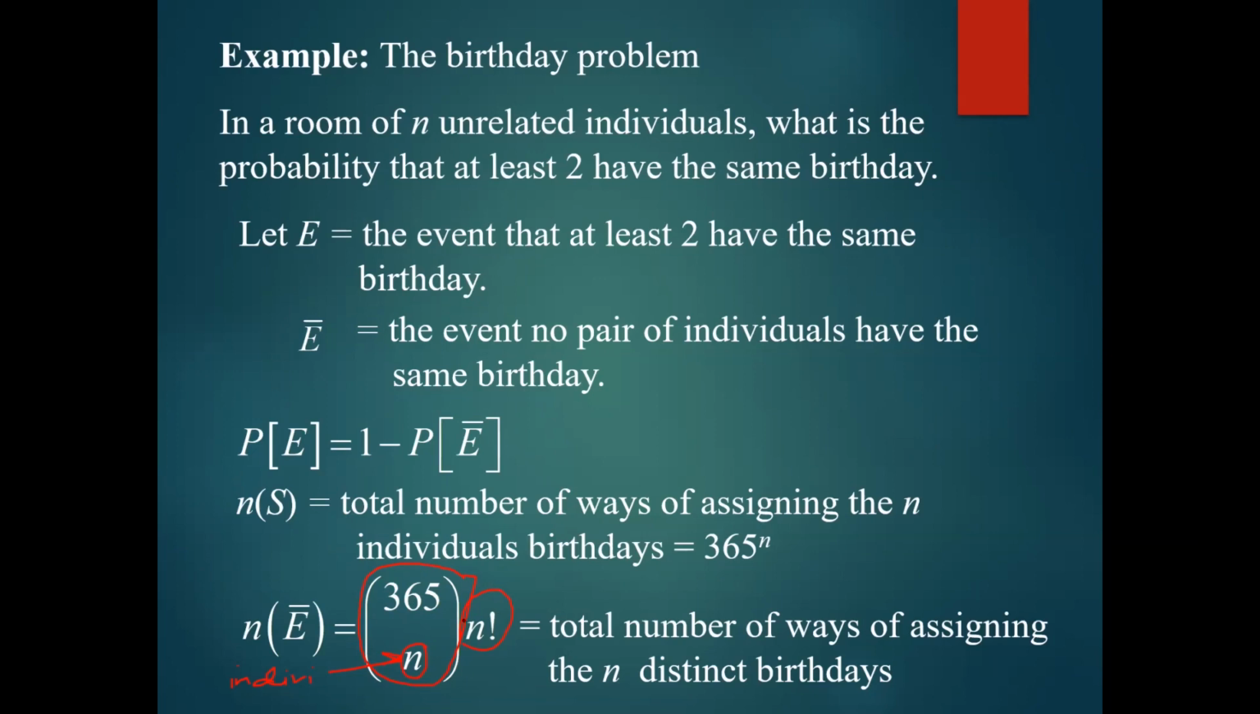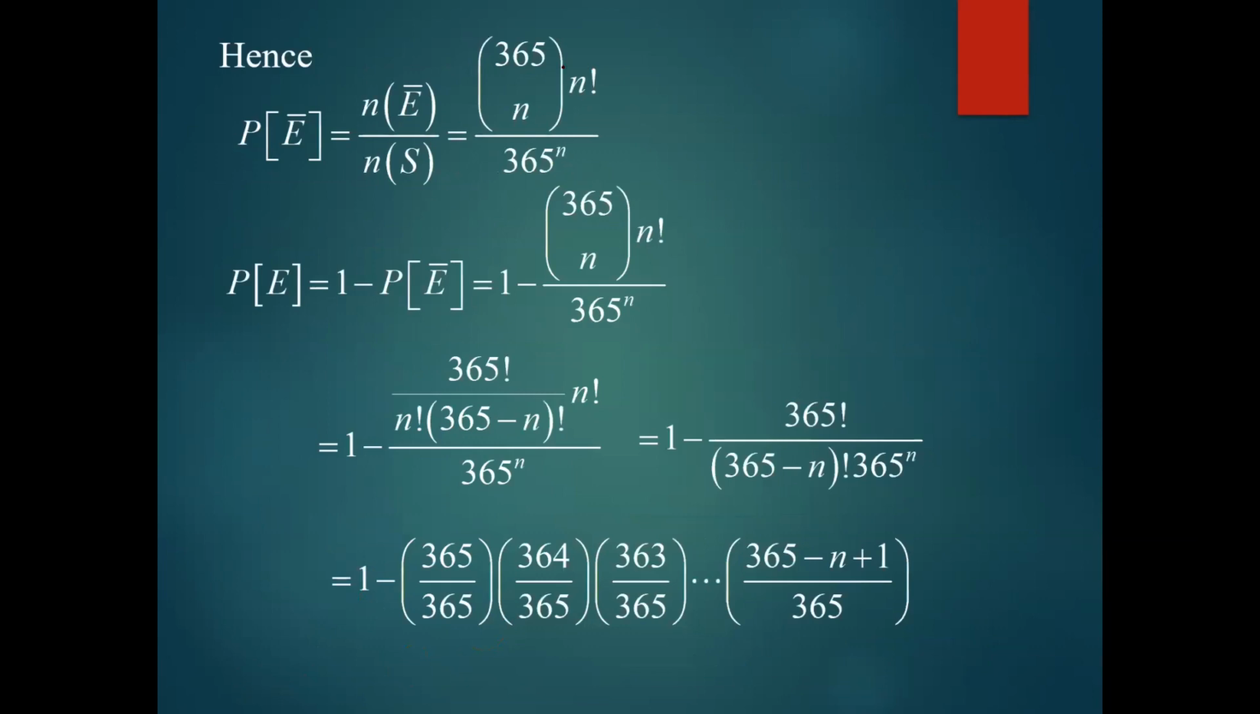Okay, and of course the probability is 365 choose n times n factorial over 365 to the n. That's the complement, or no shared birthday. Therefore, the probability that at least two of them have the same birthday is 1 minus the probability of the complement, which is 1 minus 365 choose n times n factorial over 365 to the n.